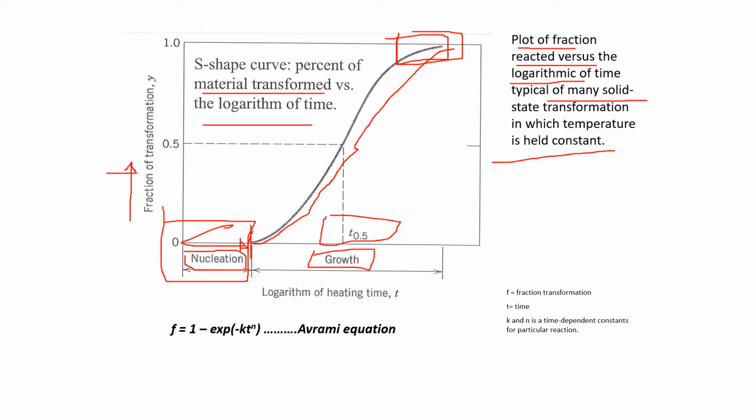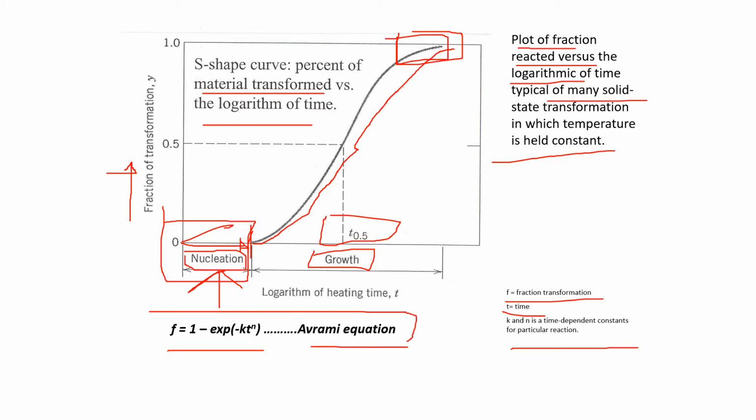It shows the two stages of phase transformation: one is nucleation, the other is growth. The exponential equation is the Avrami equation. F is the fraction, t is time, k and n are time-independent constants for a particular reaction. This is the equation by which the S-type curve is formed. It is divided into two parts: nucleation and growth.